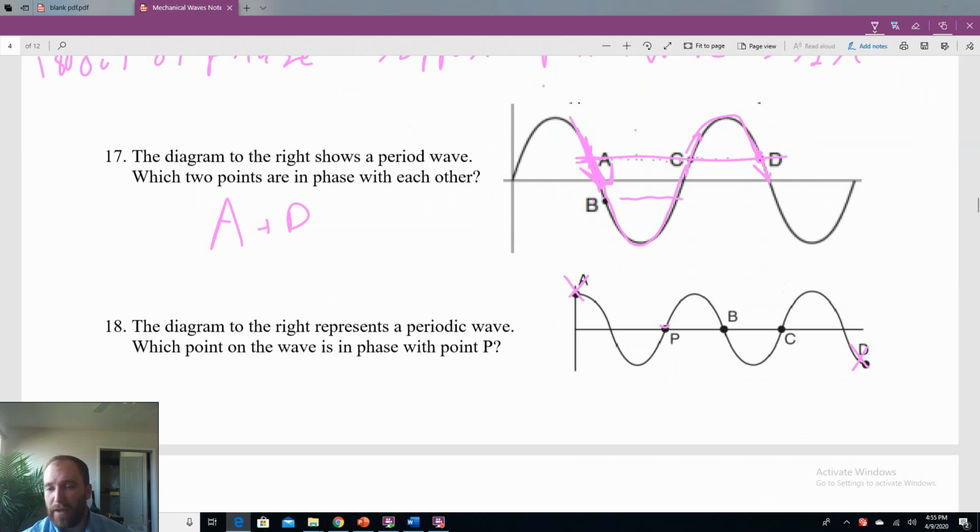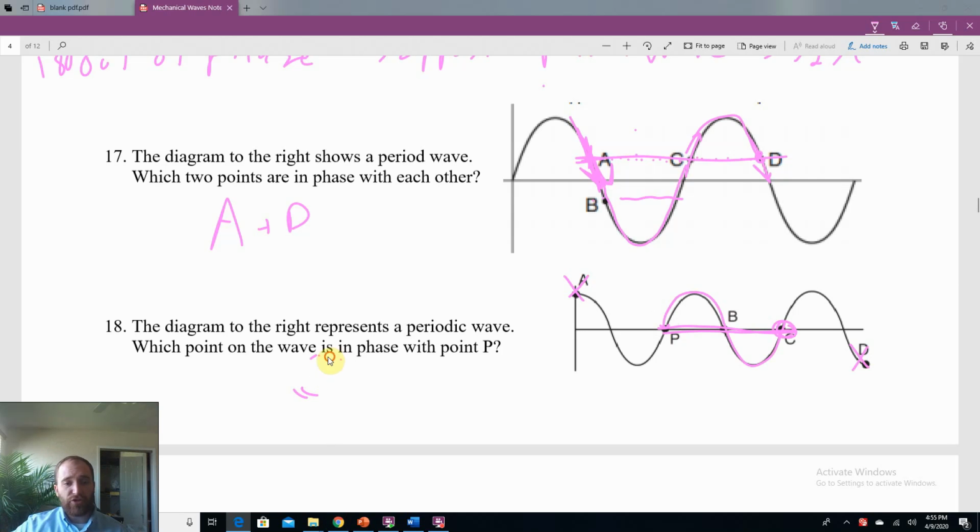But which one? They're both on that middle line. They both seem like good guesses. I'm going to follow one complete wave, because that's what in phase means. All the way up, all the way down, and back to where you started. The answer to this is point C.